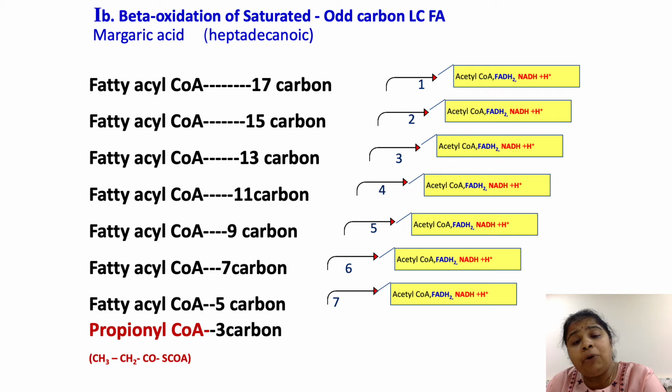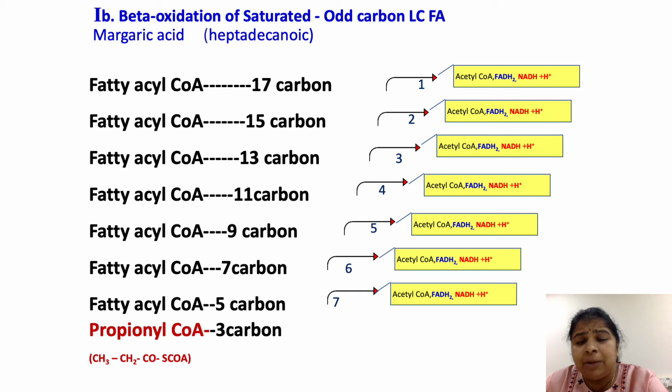But if we start off with an odd chain fatty acid, suppose we are looking at a 17 carbon fatty acid, which will undergo 7 steps of beta oxidation. Finally, it is a 5 carbon compound that is entering into beta oxidation. So when acetyl CoA is removed, we are going to be left with a 3 carbon compound, that is propionyl CoA. So there will be an extra step required for metabolism of propionyl CoA.